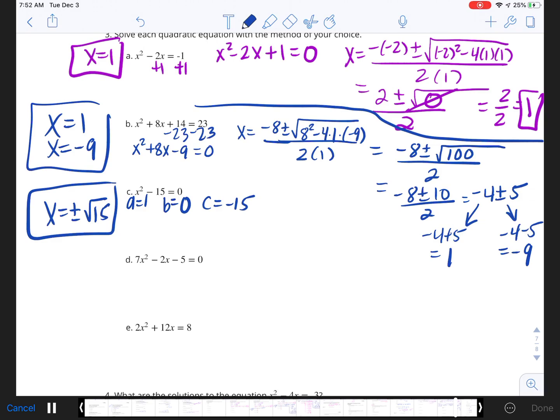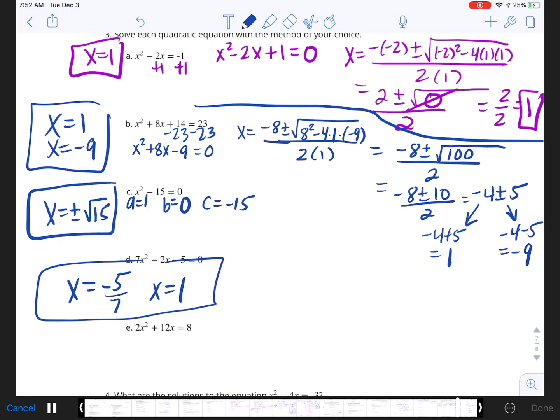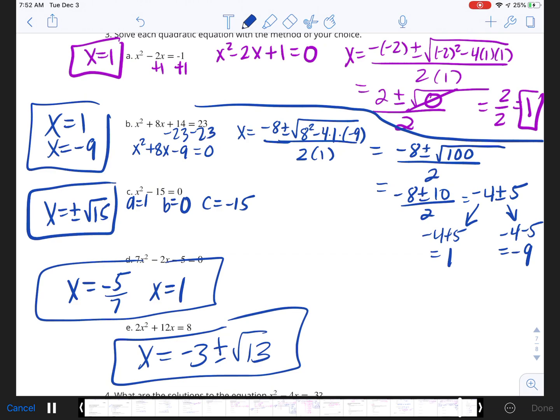For D, your two answer choices are negative 5/7 or x equals 1. And on E, your answer is negative 3 plus or minus the square root of 13. You just leave your answer like that because the square root of 13 can't simplify.